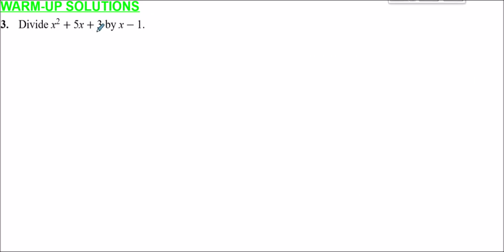Question 3. Some polynomial division revision. Divide x squared plus 5x plus 3 by x minus 1. First we need to set out this correctly. Remember how to do so. What we're dividing by, we put on the outside. What we're dividing, we put on the inside. Like so.